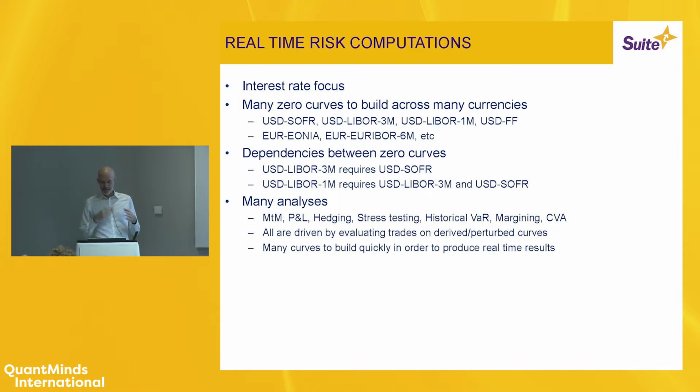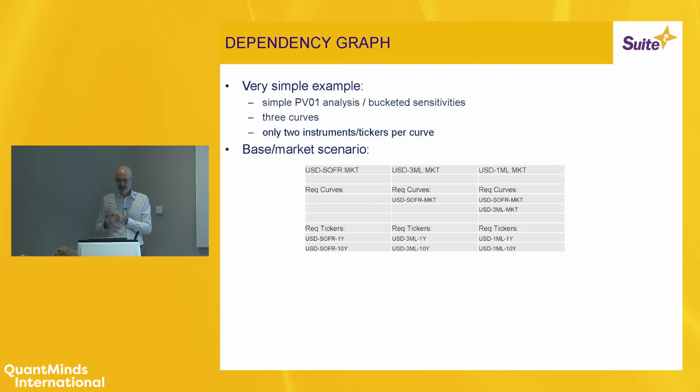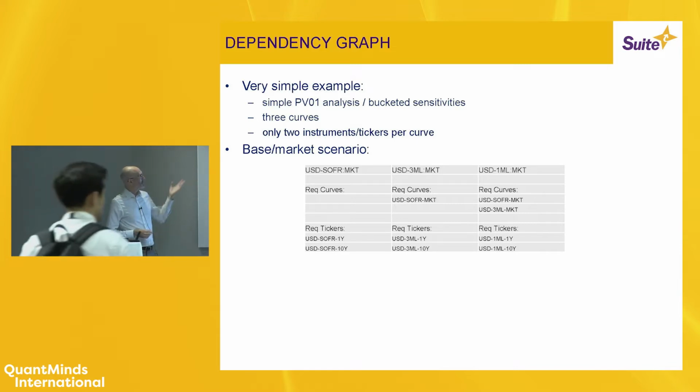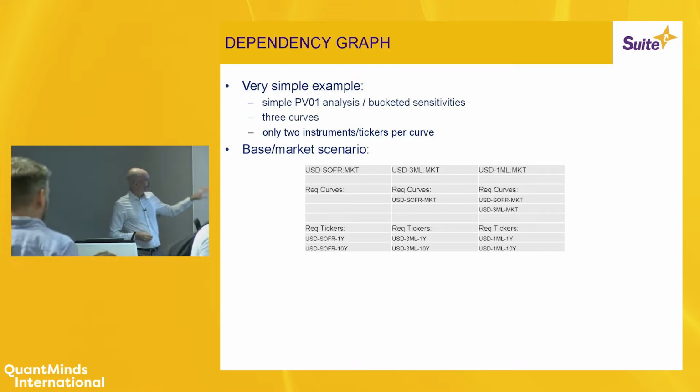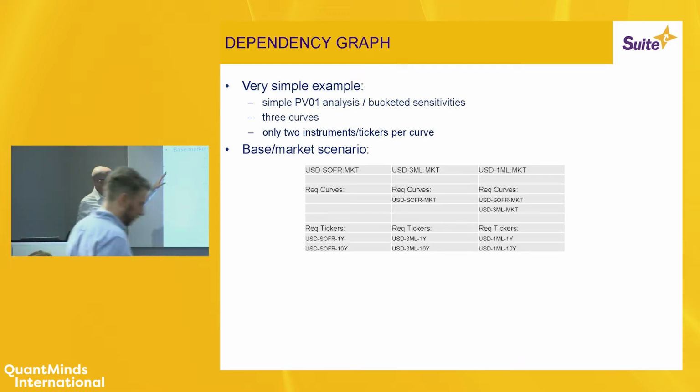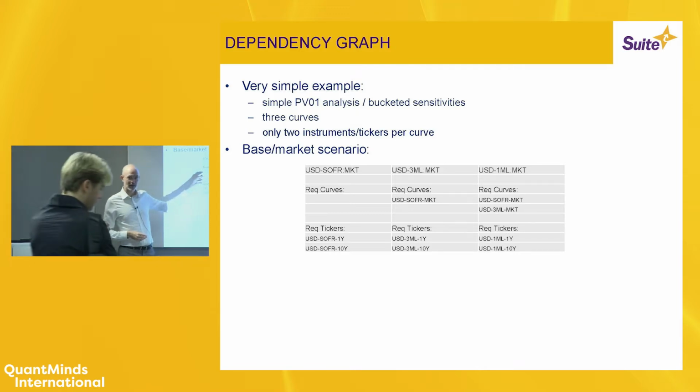So we manage the relationships between the market observables and curves and other curves using a dependency graph. Let's take a very simple example just to illustrate what we're talking about. Imagine that we have a very simple world. There are only 3 curves. We're doing a simple bucketed PV01 analysis and producing some sensitivities. There are only 2 tickers in each curve. So this is what our base market scenario looks like.